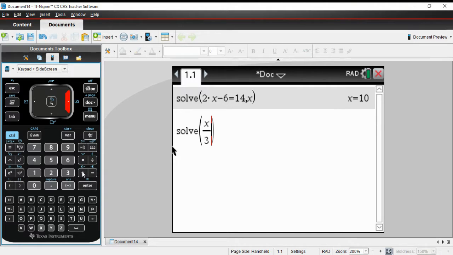My equation again was x over 3 plus 2, so put in my plus 2, and that was equal to 7. Easy. But I need to solve for x, so I pop in my comma, pop x, close the bracket, and enter. It solved the equation for me, finding that x equals 15.